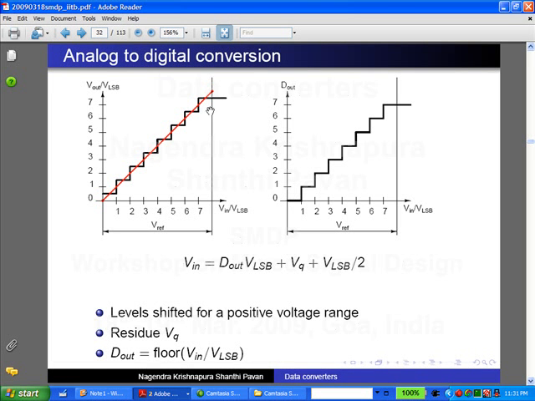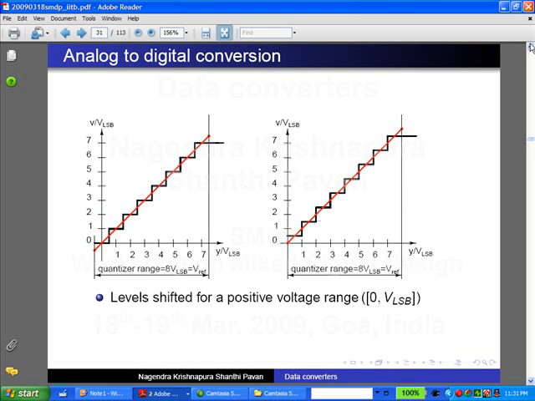So by the way, I've been talking about quantizers here. Here this is just a quantizer. There is no conversion to digital. The input is a voltage, the output is also a voltage. I just cannot have all kinds of voltages at the output. I can have only these discrete levels.